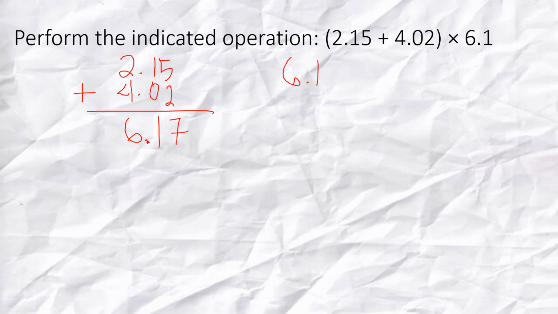For the next one, we have to perform the indicated operation: parenthesis 2.15 plus 4.02, times 6.1. So following the PEMDAS rule, we always start with the operation inside the parentheses. Since this is addition, make sure that your decimal point and the digits are aligned together. 5 plus 2 is 7, 1 plus 0 is 1, 2 plus 4 is 6, and then copy the decimal point. After that, we can now multiply 6.17 by the factor 6.1.